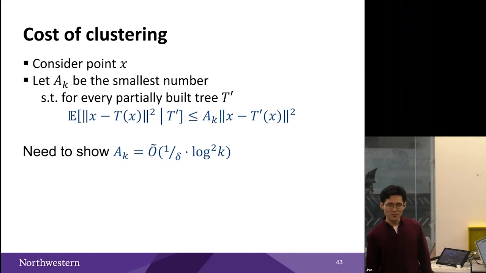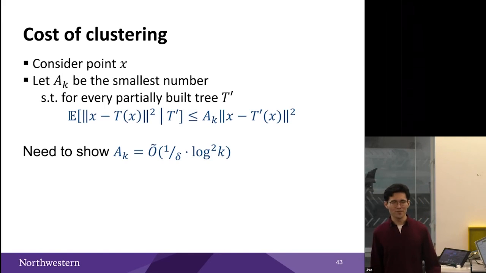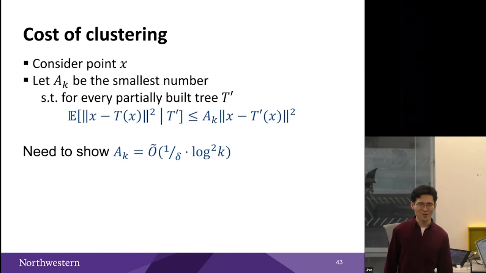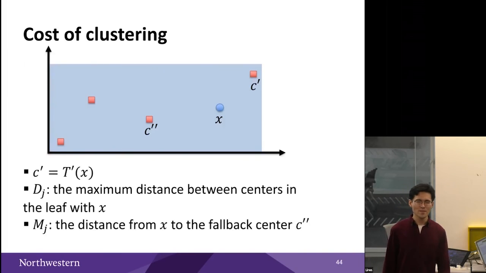Then we only need to show that this AK is in the order of 1 over delta times log squared k. Then we are done, right? So how to show this? Suppose for this point X, C prime is the closest center to this point X in this partially built tree T prime.